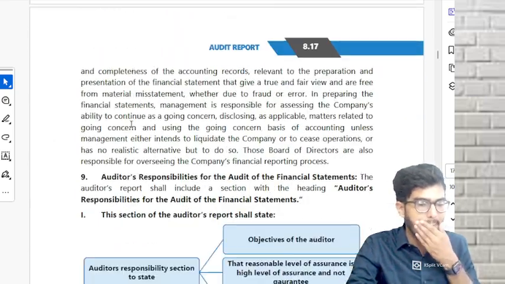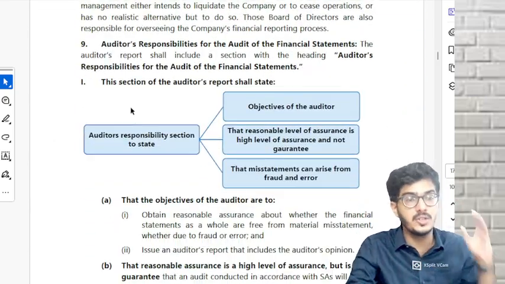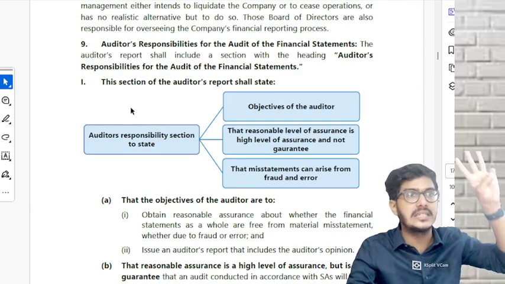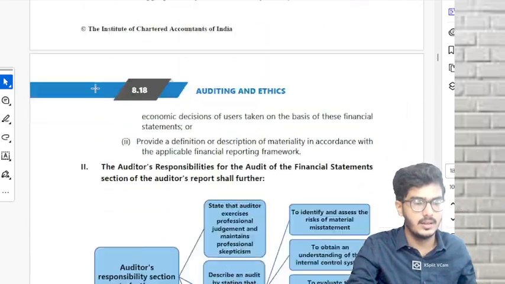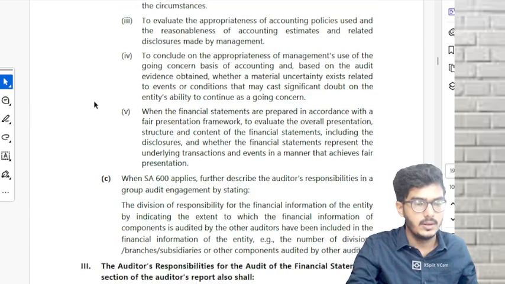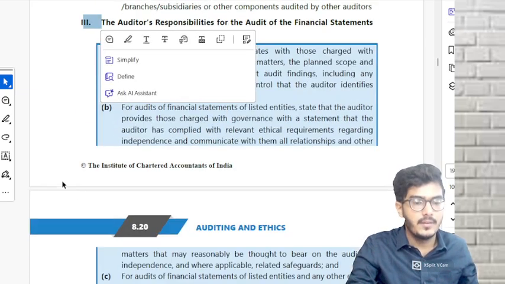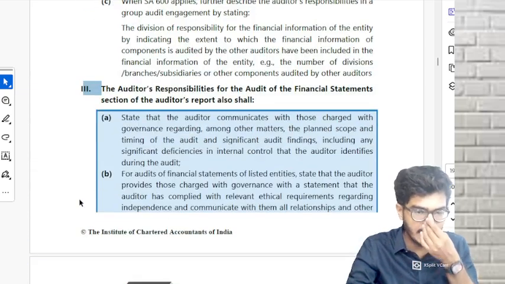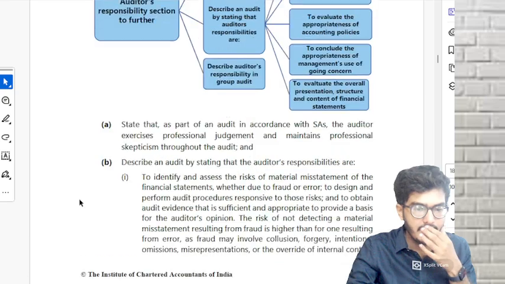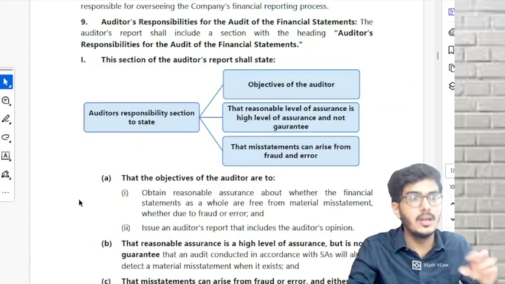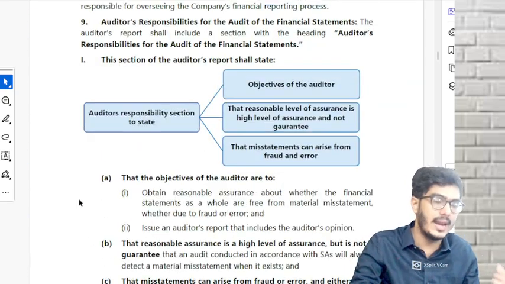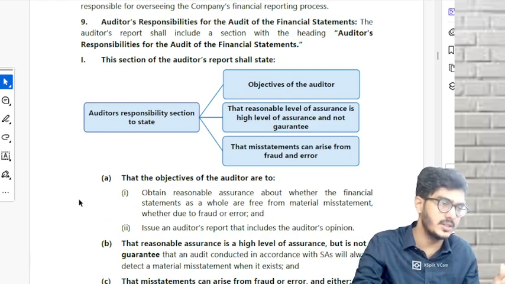Okay. Then comes the auditor's responsibility. Now, if you see, the auditor's responsibility is divided into 3 phases. Phase number 1, phase number 2, phase number 3. Actually, all the 3 phases you put as RMN. You know why? I'll tell you why. Put RMN for all the 3 phases.